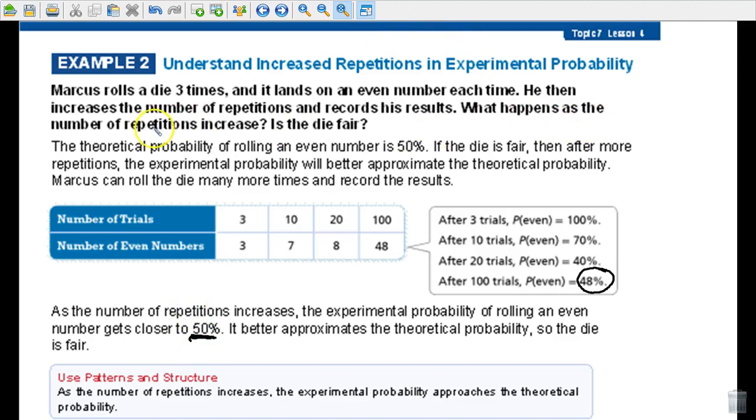So as the number of repetitions increase, the experimental probability gets closer to our theoretical probability. Therefore, it is fair. So the die is fair. It is fair because the experimental probability is very close to our theoretical probability. Okay, it's pretty easy. Pretty easy. Okay, so let's look at this.